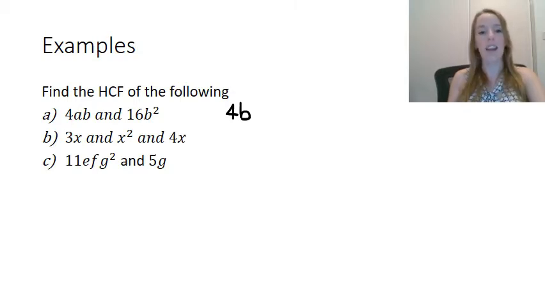For our second one, we've got 3x, x squared and 4x. We look at the numbers: 3 is a prime number, x has a little imaginary 1 here, and 4. So there are no numbers they have in common. Then we look at our pronumerals: we've got x, x squared, and x. So our highest common factor is going to be x.